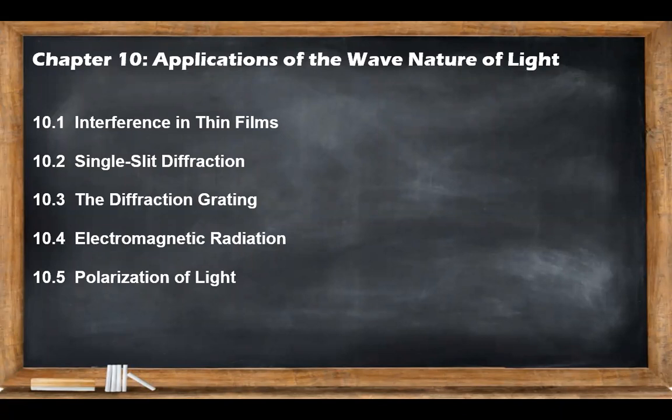Okay, welcome to class. From today on, we're going to dive into chapter 10, which is about applications of the wave nature of light. There are five sections in this chapter, namely interference in thin films, single slit diffraction, the diffraction grating, electromagnetic radiation, and polarization of light.